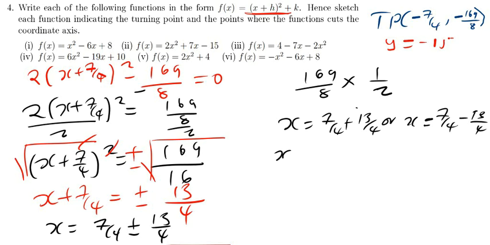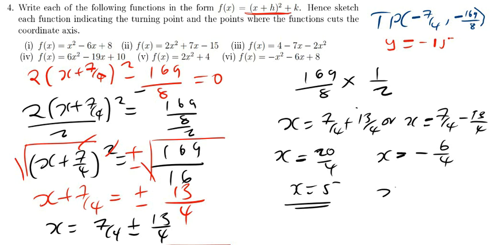If the denominators are the same, what would we do with the numerator? So it will be 20 over 4, which is basically 5. Here it will be x is equal to negative... So if you do 7 minus 13, it should be negative what? Negative 6 over 4. So x will be equal to negative 3 over 2.